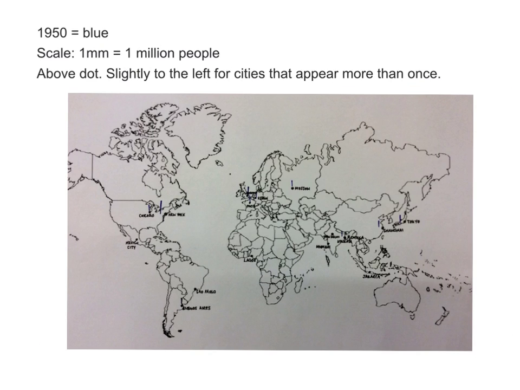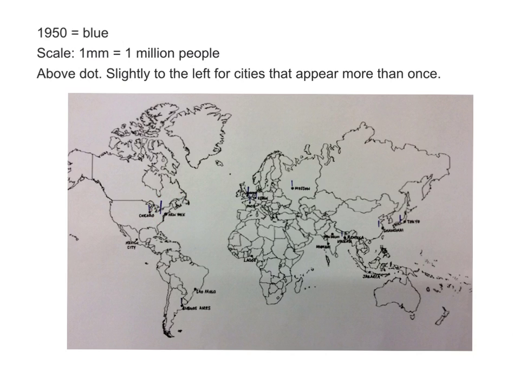The first data that you're going to plot is from 1950, and the 1950 lines are going to be drawn in blue pen. Note that the scale is 1 millimetre is equal to 1 million people. So, for example, if I go to New York, first of all, there I can see a blue vertical line, and that line is roughly 12 millimetres long because the population for New York in 1950 was 12.3 million.